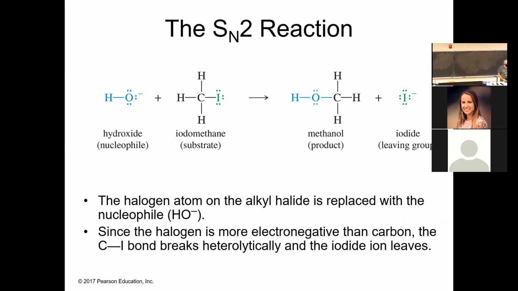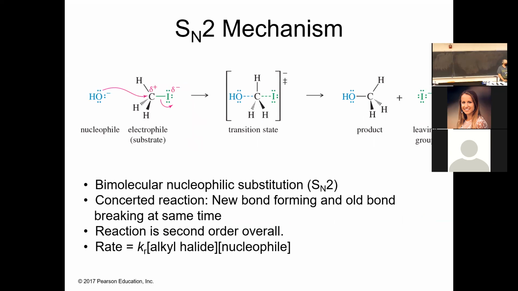Right, in the SN2, there's a bond broken and a bond formed at the same time. Okay, so this is how the SN2 mechanism works. The nucleophile attacks from the backside. The carbon-oxygen bond is formed at the same time as the carbon-iodine bond is broken. The 2 comes from this bimolecular transition state. Right, so both the OH and the iodomethane are involved in making up this transition state.